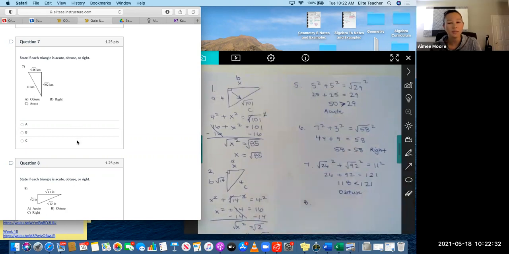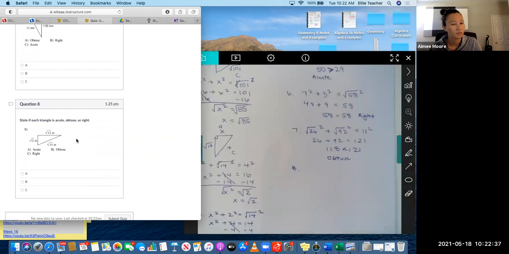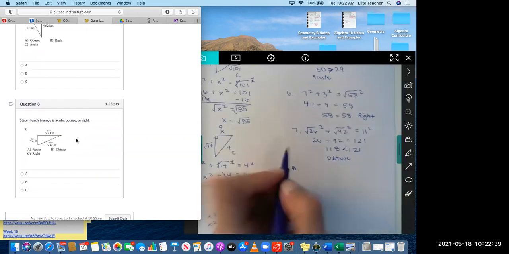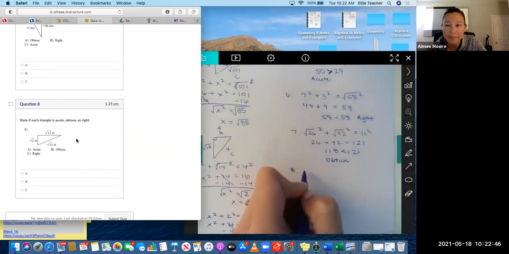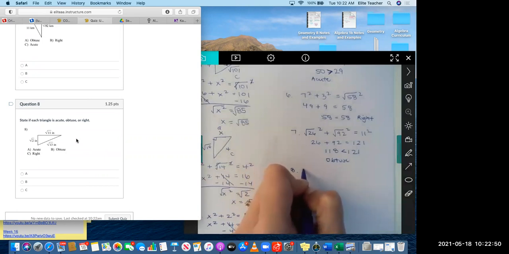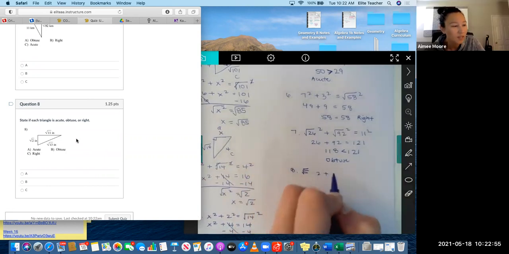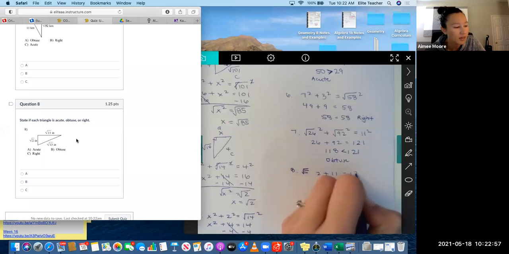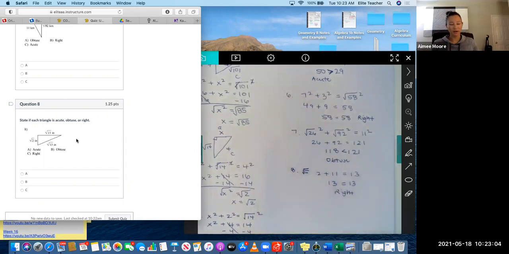Okay, and then Jasmine, what about number 8? Alright, since all of them had the square root thing, it would just be, can you hear me? Yep. Then it would just be 2 plus 11 equals 13. Oh, okay. So you're skipping the squaring. Good, that's fine. So 2 plus 11 equals 13, and then 13 equals 13, so it's a right triangle. Excellent. It's kind of nice when they're all square roots like that, huh?